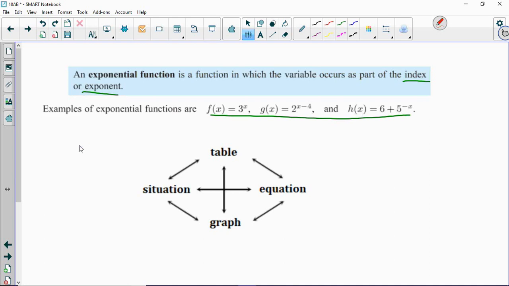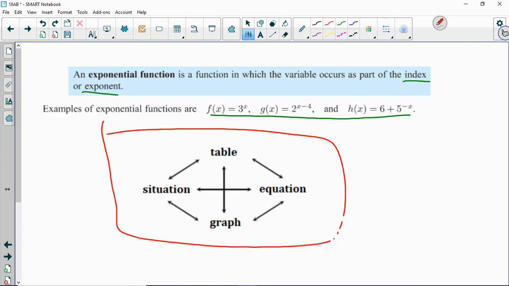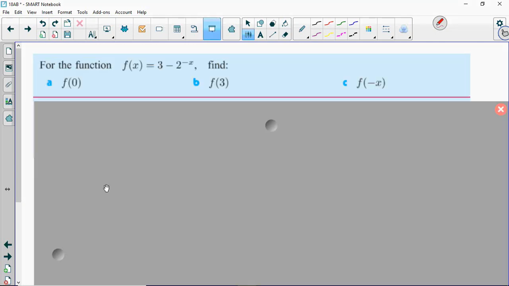Now, just like with linear functions, we need to be comfortable with the multiple representations of an exponential function. So today we'll focus primarily on their graphs, and to some extent we're going to connect those to tables and to equations. We are not going to look today at situations. That's going to be word problems. We're going to see those in the next video.